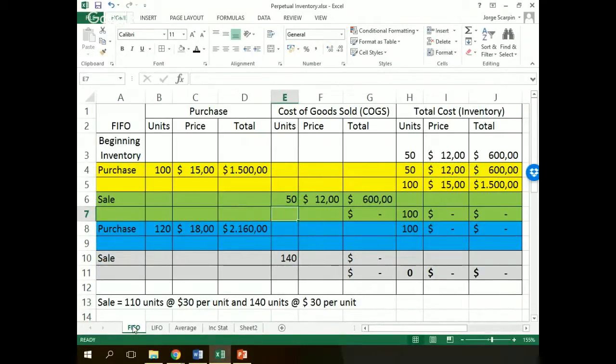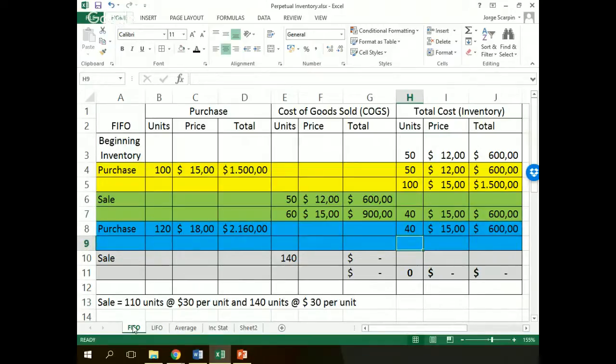$12, $600. And 110 minus 50, 60 units on our last purchase, $15 each, $900. And our inventory on the first purchase, we do not have anything else, only 40 units on our second purchase. So 40 units, $15 each, $600.